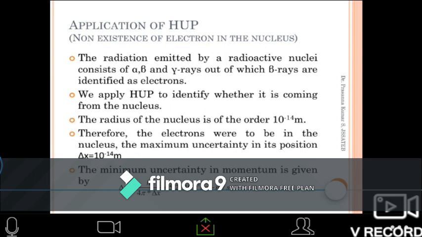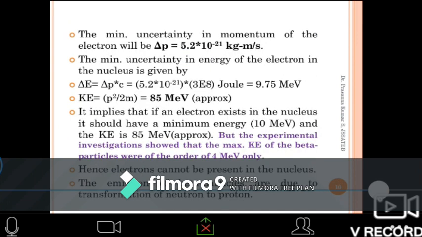If delta x is 10 to the power minus 14, that is the uncertainty in its position, you can measure the uncertainty in momentum. That is, you look at the expression delta p equal to h by 4 pi into delta x. If you take this, the value happens to be 5.2 into 10 to the power minus 21 kg meter per second. If that is the probable momentum, then you can calculate the corresponding energies also.